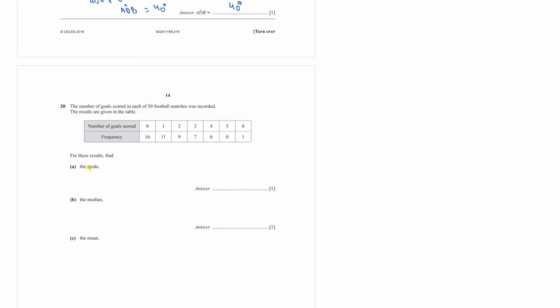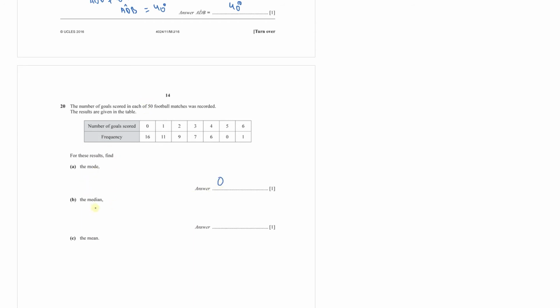So for these results, find the mode. You know that the mode is basically the value with the highest frequency. In this case, 16 is the highest frequency. So for the number of goals scored, the mode value would be 0 here. This is pretty straightforward, 0.